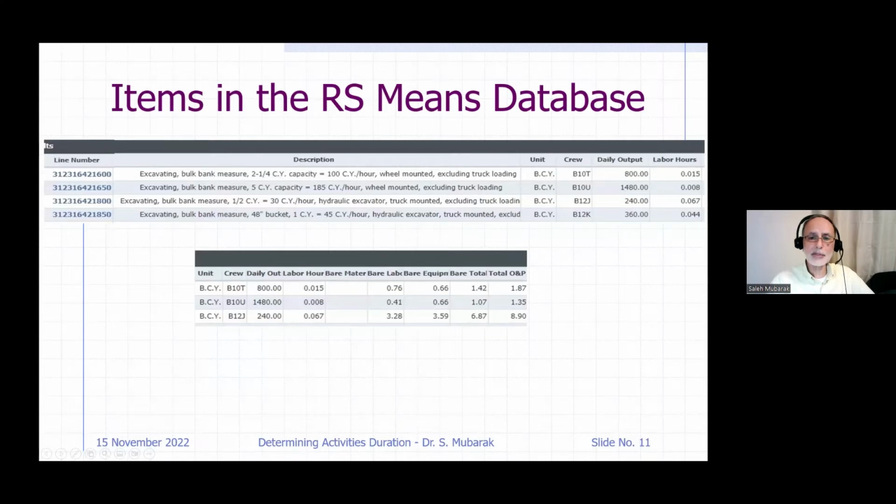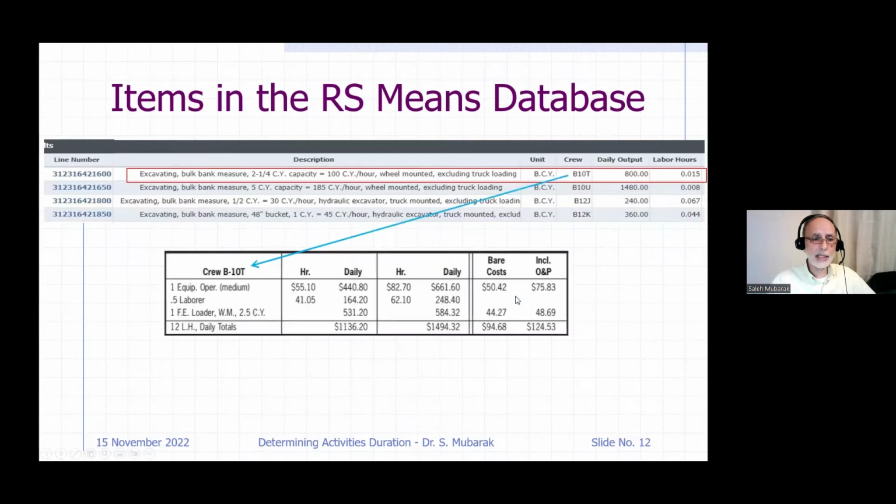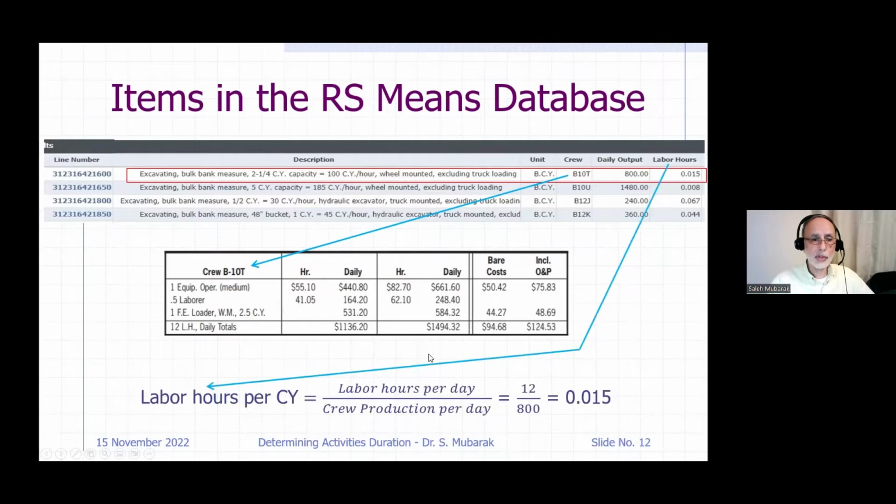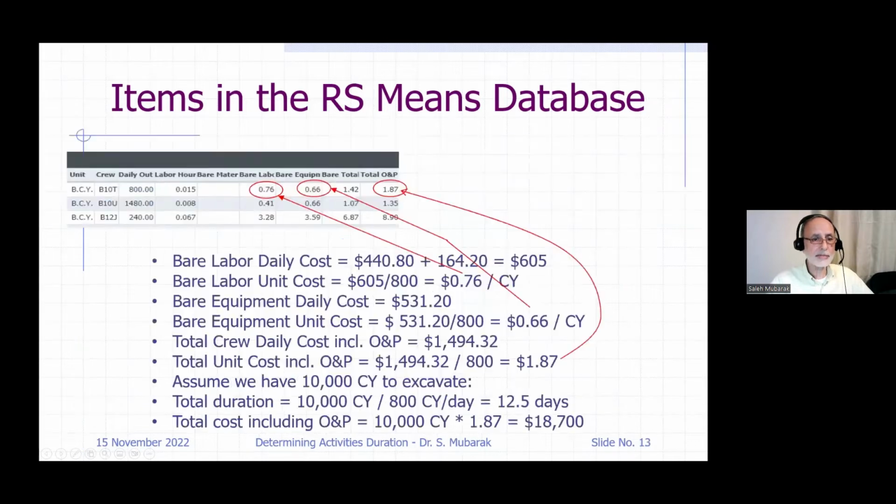And the labor hours means how many labor hours are required to produce 1 unit, which is 1 cubic yard. And the way it's calculated, first of all, we look at the crew. The crew has 1 equipment operator, that's 8 hours a day, the full time, and then 0.5 of a laborer. That means 4 hours. We need the laborers only 4 hours a day, and then the equipment itself. So we have 12 hours of labor per day, 8 and 4. So we divide the 12 man hours by the production 800 cubic yards, and we get the 0.15 labor hours.